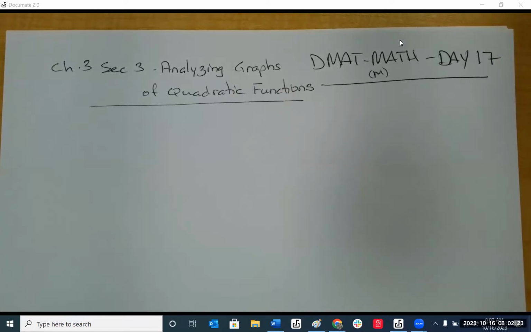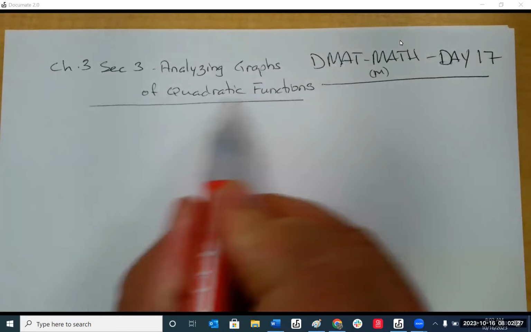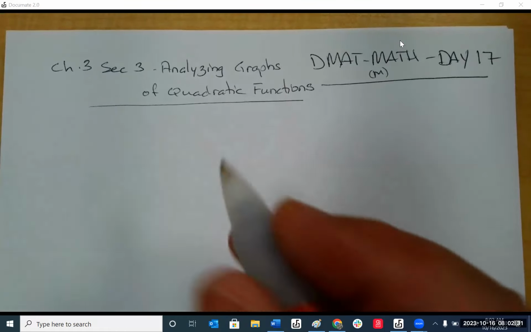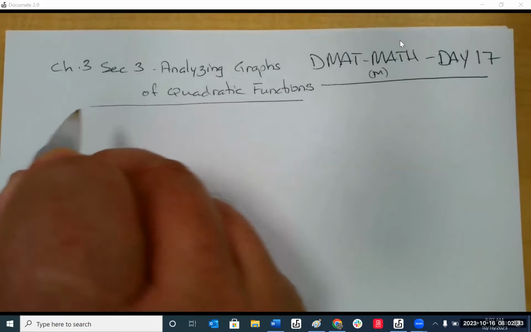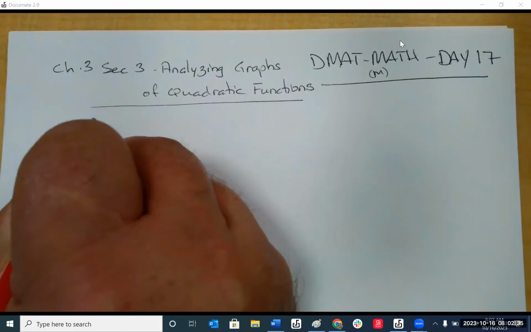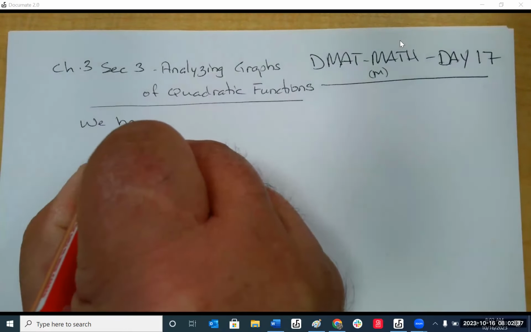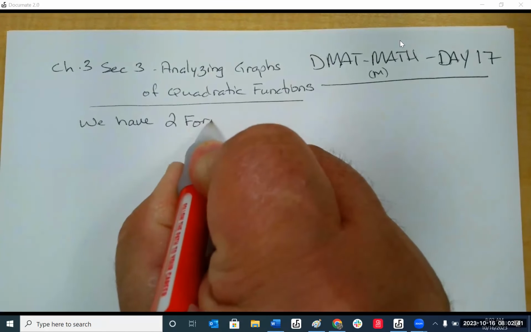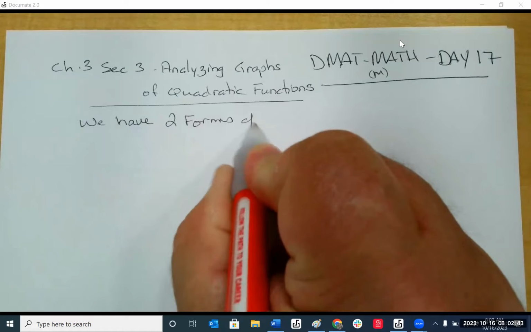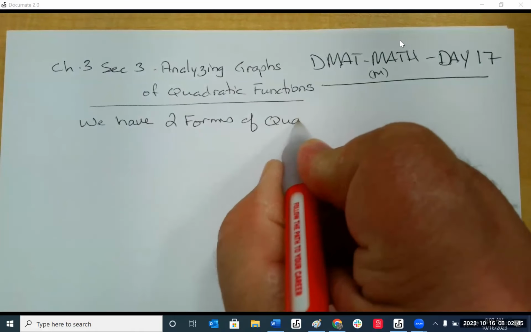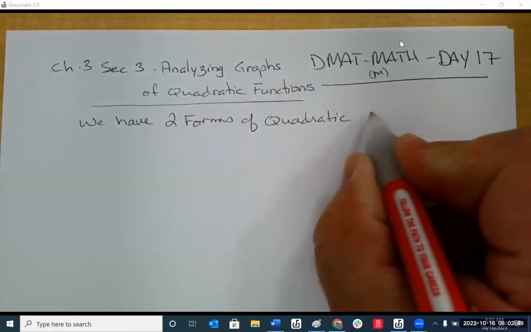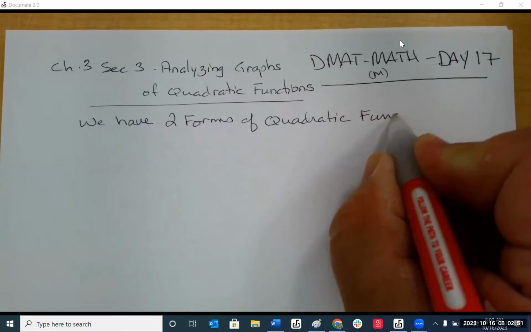Today, we're going to move on to the next section in Chapter 3, analyzing graphs of quadratic functions. What we're going to look at here is analyzing graphs in two forms of quadratic functions.